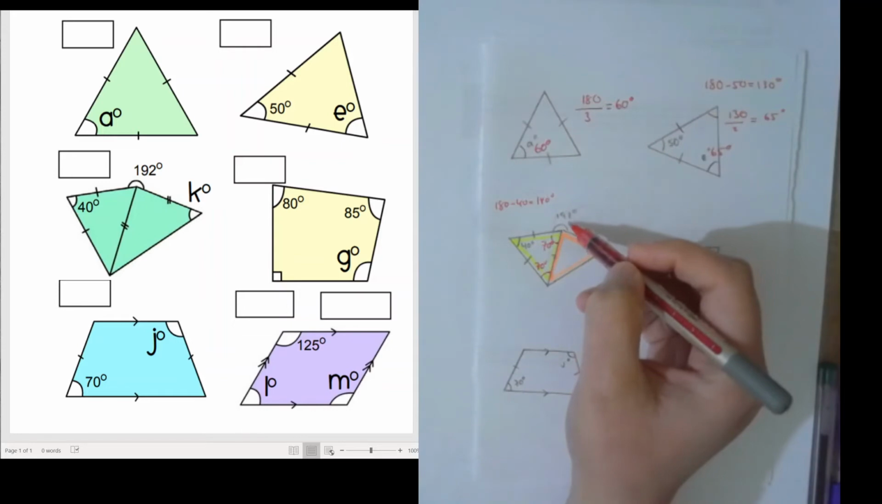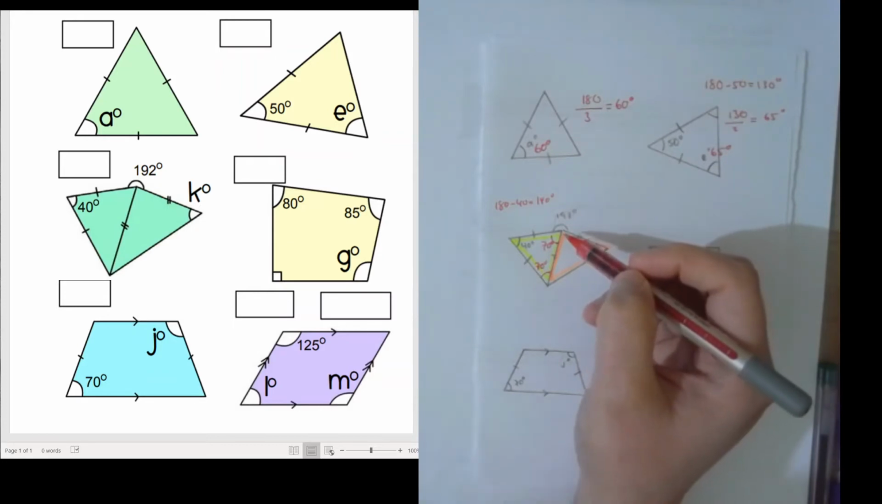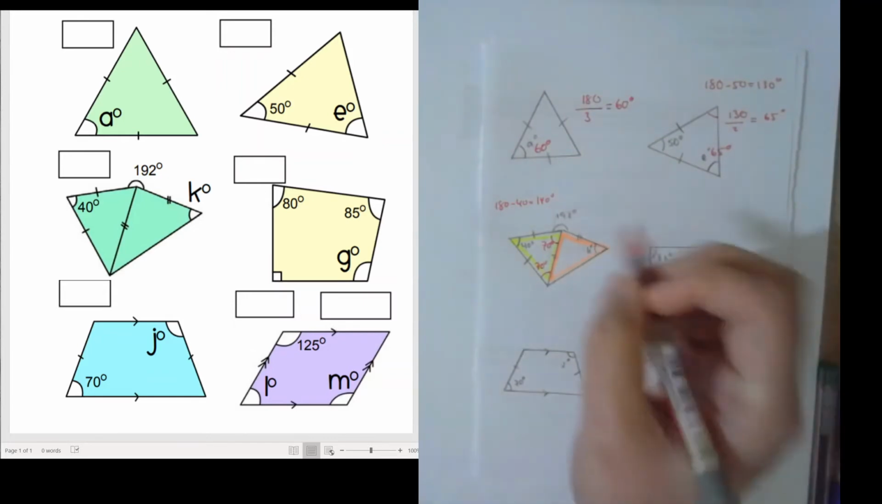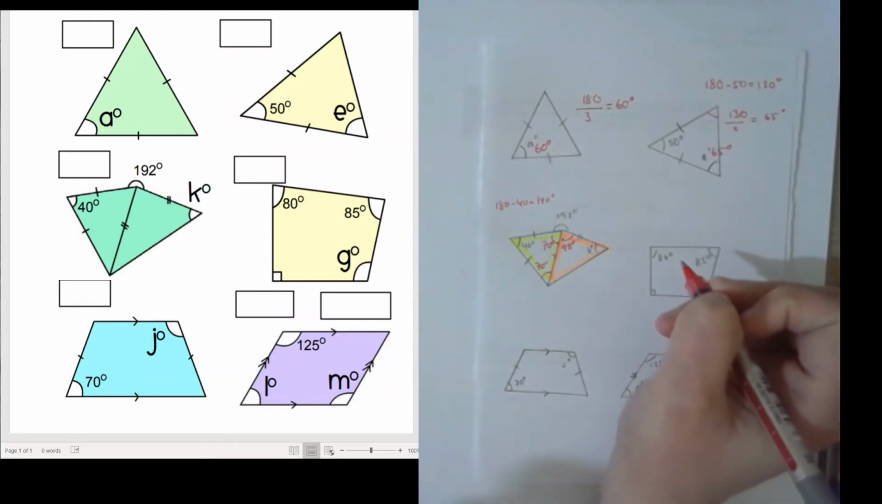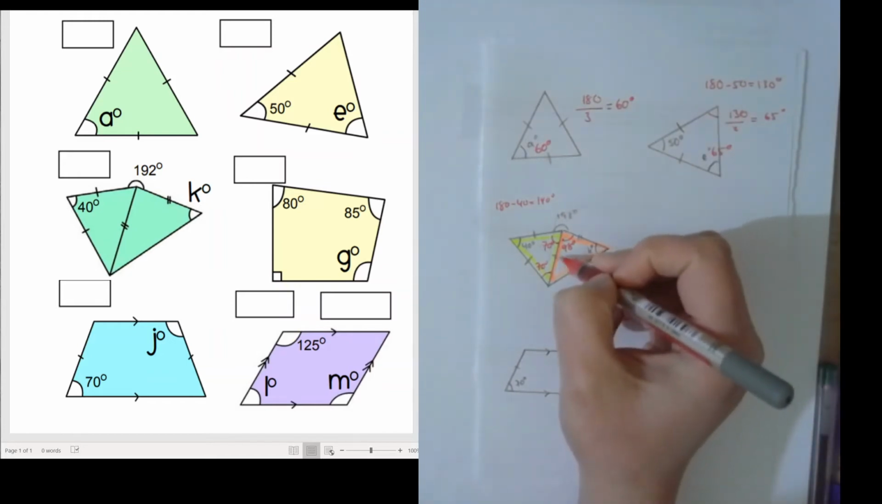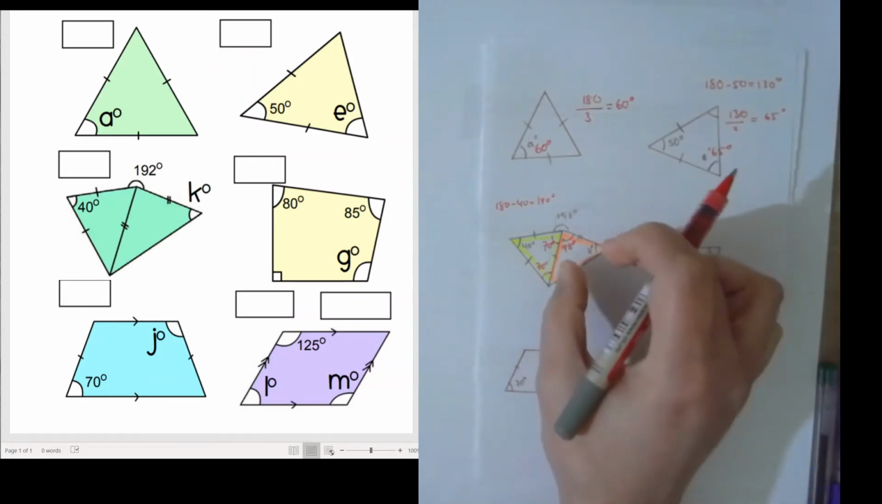They give me 192 and they give me 70. I know that angles around a point add to 360. So if I take away 70 and I also take away the 192, I am left with 98 degrees just there. Okay. Again, it's an isosceles. I've got two lines here, I've got two lines here. That means these two lines are exactly the same.